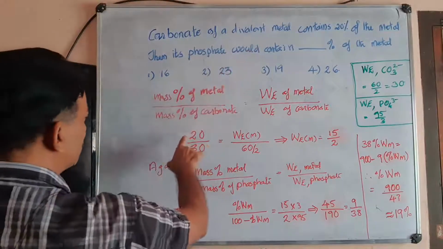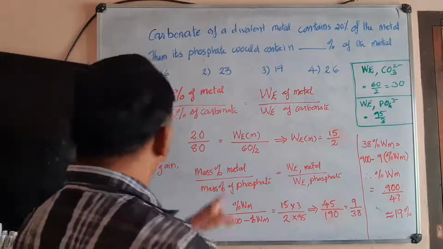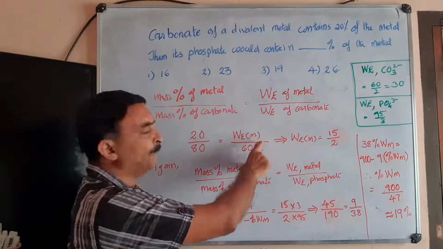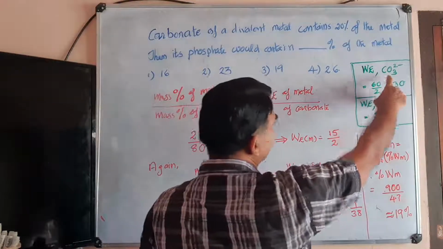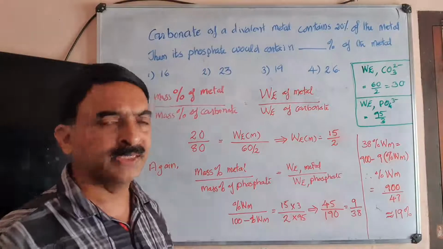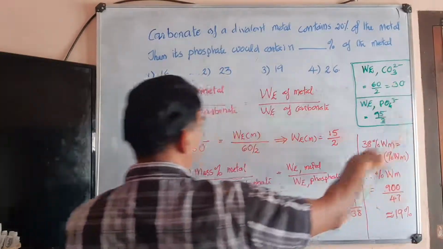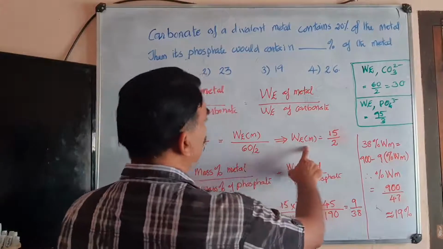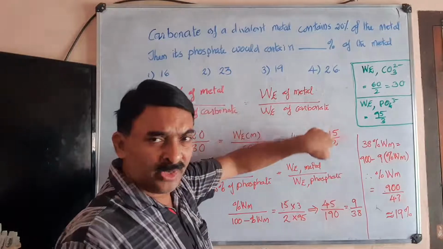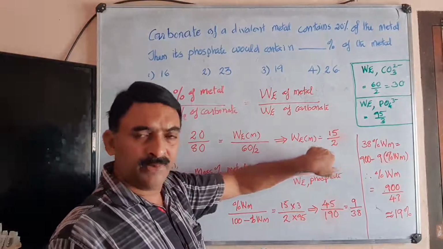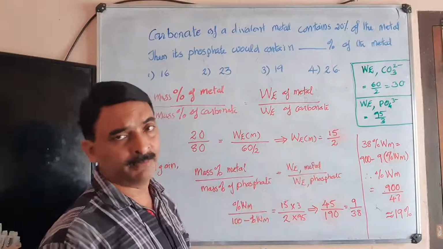Now we can directly substitute the values. 20% metal means 20 is metal, remaining 80 is carbonate. This equals the equivalent mass of metal, which we don't know, by the equivalent mass of carbonate, which we know. The ionic mass of carbonate is 60, divided by 2 since it is divalent. 60 by 2 is 30, then equivalent mass is 15 by 2. You can even write 7.5, but for convenience of simplification later, I kept it as 15 by 2.